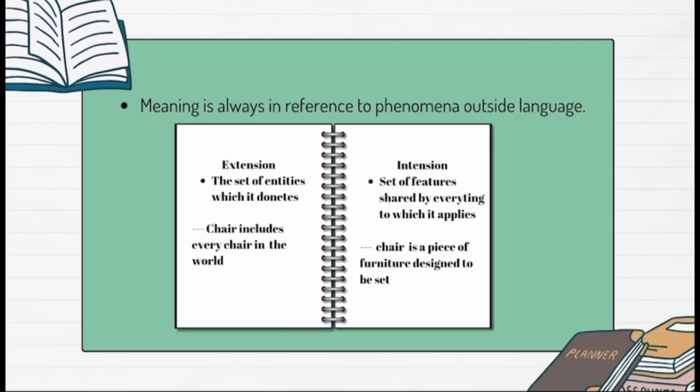Intension. The intension of a general term is the set of features which are shared by everything to which it applies. For example, chair is a piece of furniture designed to be sat on by one person at a time. Extension of a lexeme is the set of entities which it denotes. For example, chair includes every chair that is in the world.